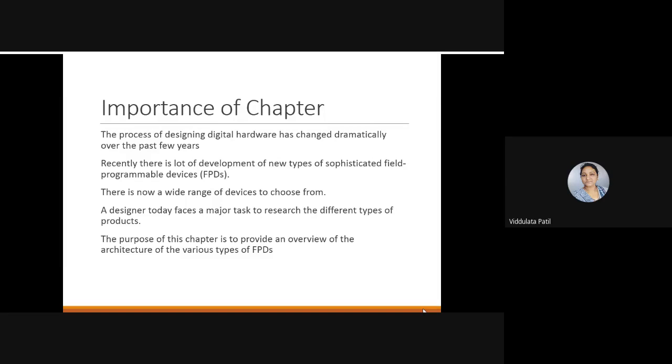A designer today faces a major task to research the different types of products.